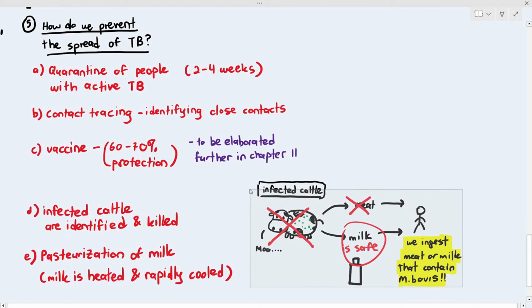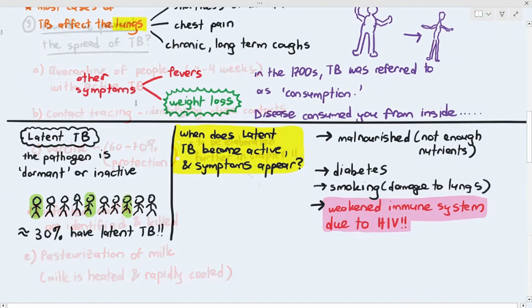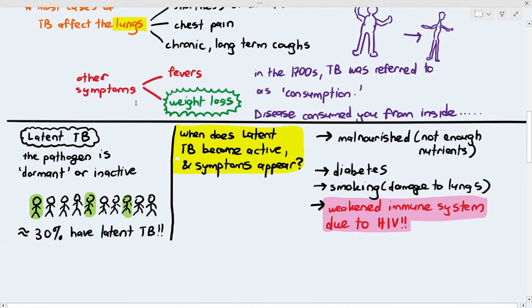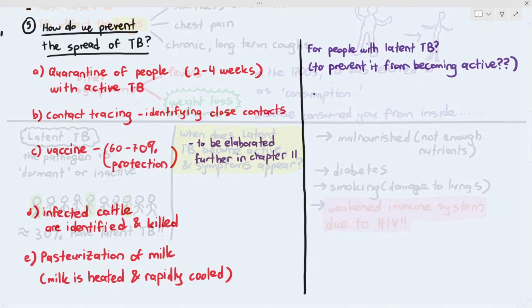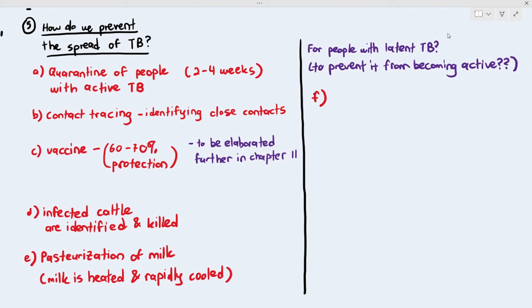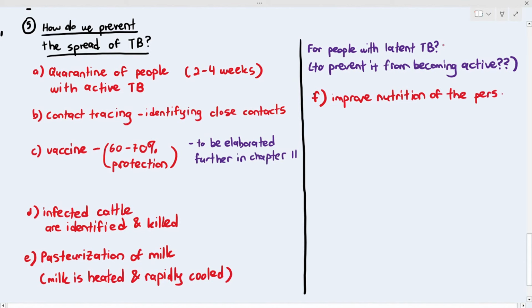There are also other ways of preventing the spread of TB. Remember, I mentioned before that about 30% of the population may have latent TB. So how do we prevent latent TB from becoming active? Remember, latent TB becomes active when the person is malnourished, they don't have enough nutrients, they may have diabetes, smoking, or a weakened immune system. So to prevent latent TB from becoming active, we must improve the nutrition of the person or the population.